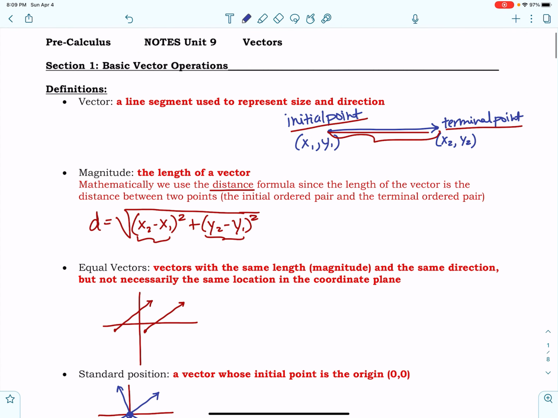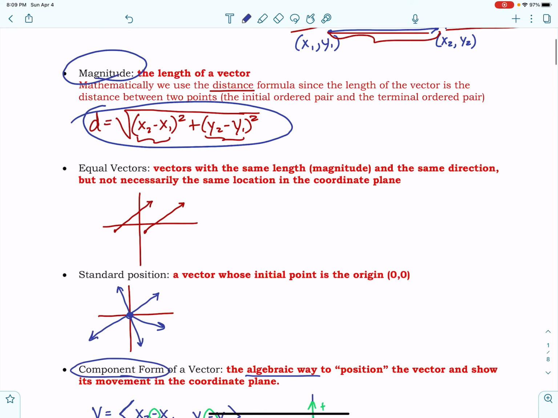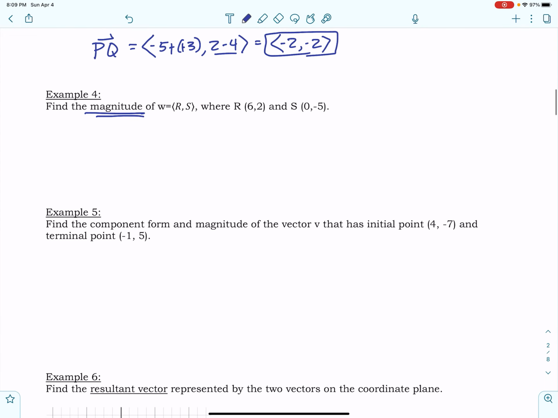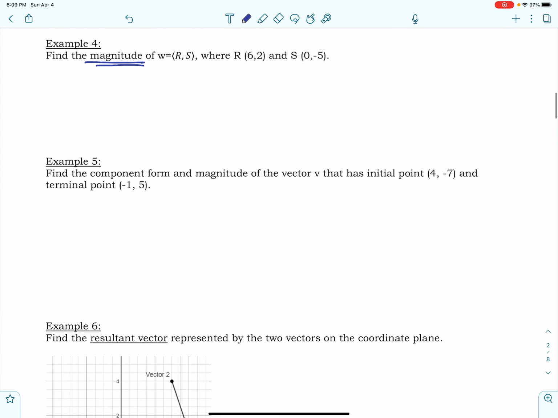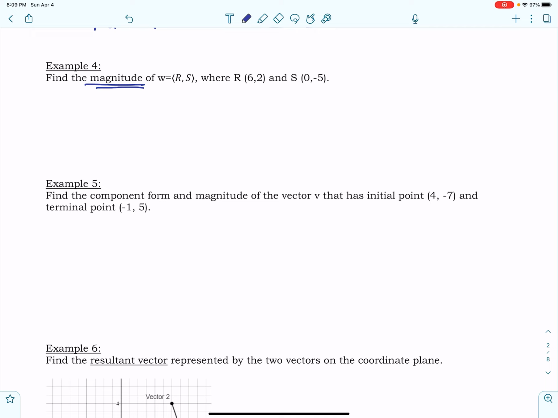Okay, in this one, we are also going to look at the magnitude, so let me redirect your attention to the distance formula right here. That's how we find our magnitude. So that means that I have got to determine my initial and terminal point. Well, if it's vector RS, that means this is initial, R, and S is terminal. So my distance formula is what I'm going to use here. So I've got x2 minus x1 squared plus y2 minus y1 squared.